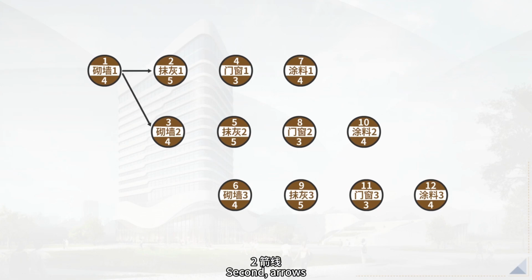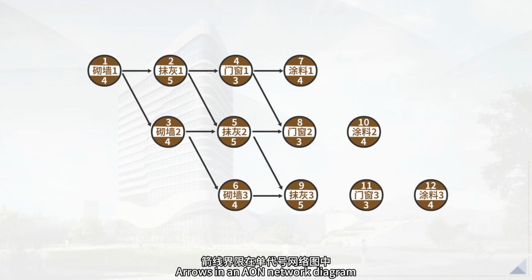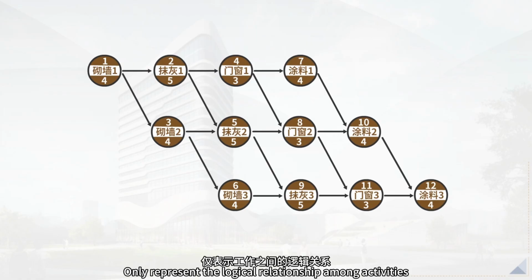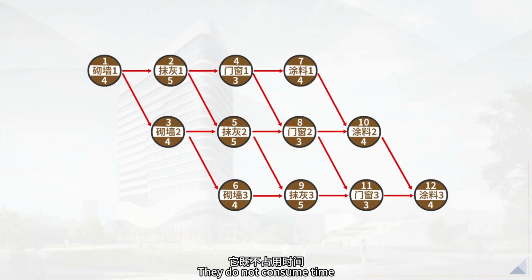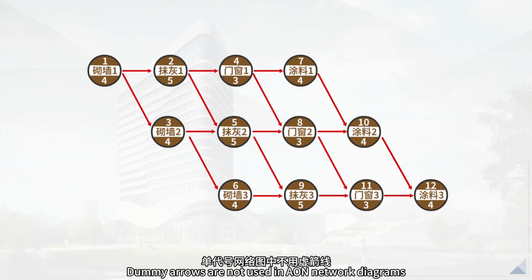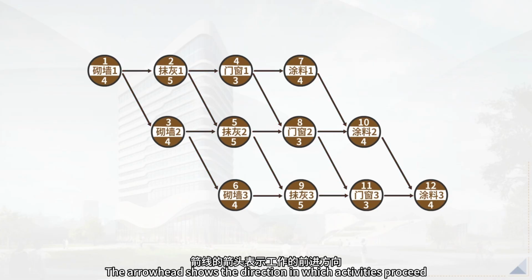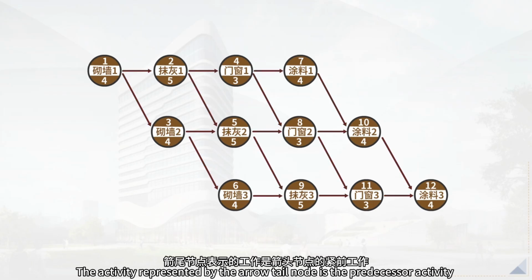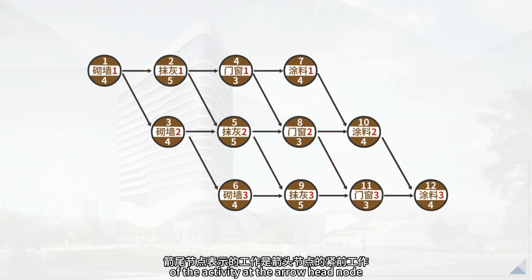Second, arrows. Arrows in an AON network diagram only represent the logical relationship among activities. They do not consume time, nor do they consume resources. Dummy arrows are not used in AON network diagrams. The arrowhead shows the direction in which activities proceed. The activity represented by the arrow tail node is the predecessor activity of the activity at the arrowhead node.